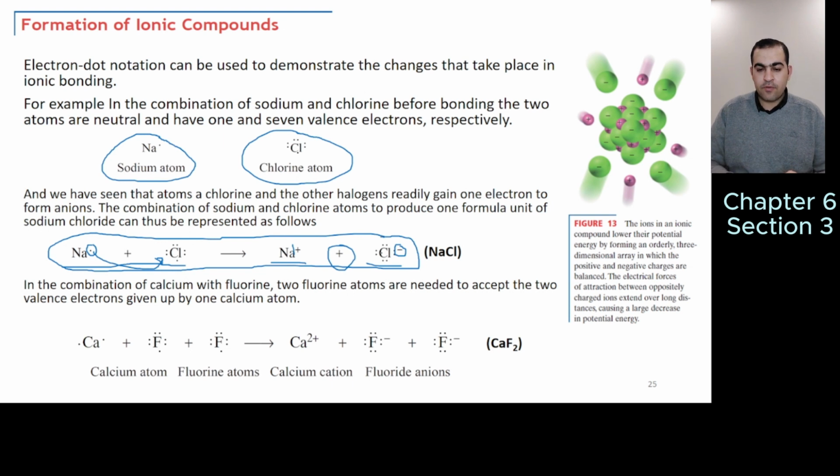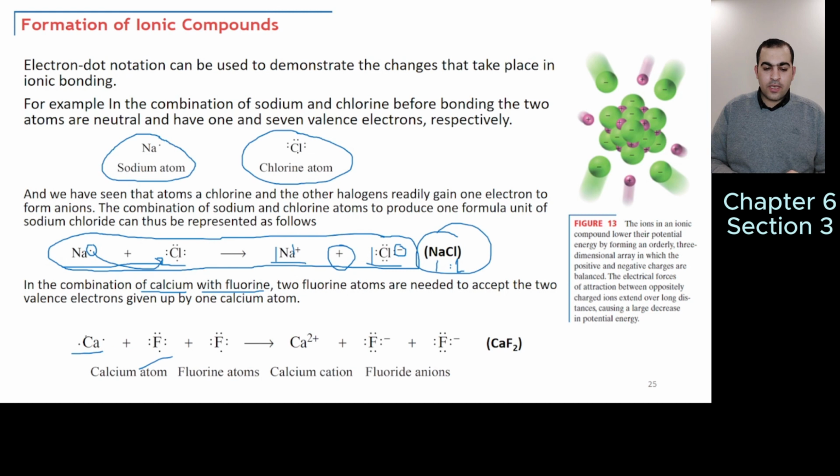At this time, if we write the formula unit, for each sodium there is one chlorine. In a formula unit, you don't put charges. That's it. For each sodium, there is a chlorine. Okay. But for the combination of calcium and fluorine, calcium is in group 2, it has 2 valence electrons, so 2 dots. Fluorine has 7 valence electrons.